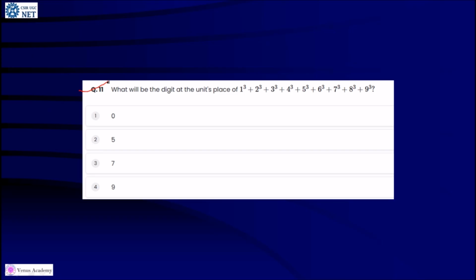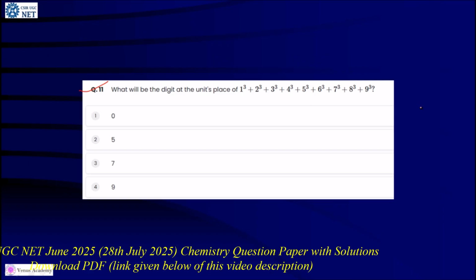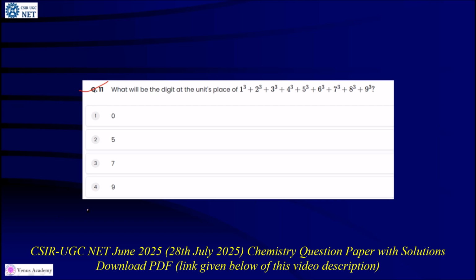Question number 11. What will be the digit at the units place of 1 cube plus 2 cube plus 3 cube plus 4 cube plus 5 cube plus 6 cube plus 7 cube plus 8 cube plus 9 cube? The correct option for this question is option number 2, 5 is the correct option, students. Next.